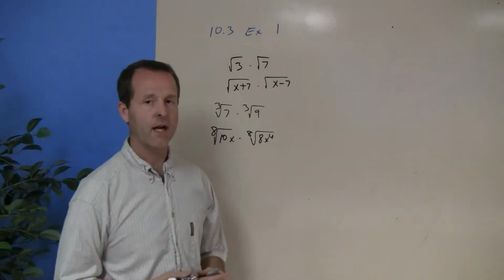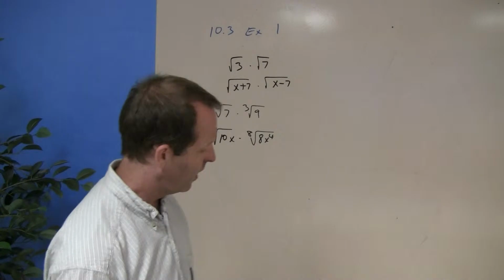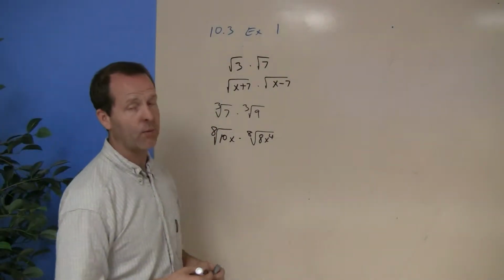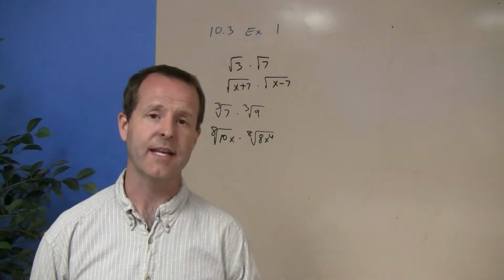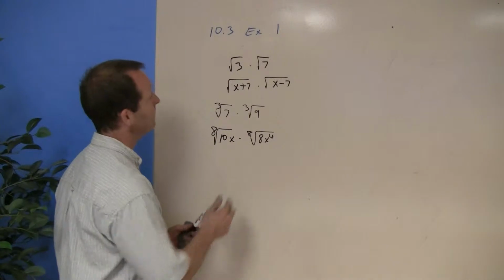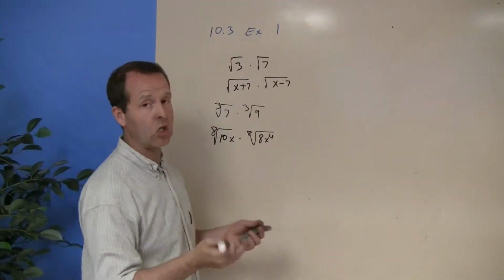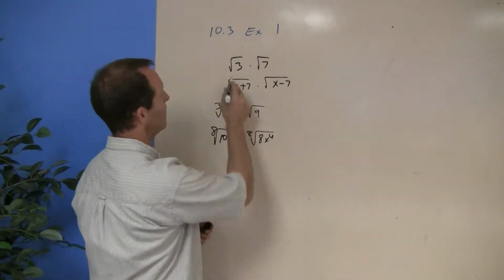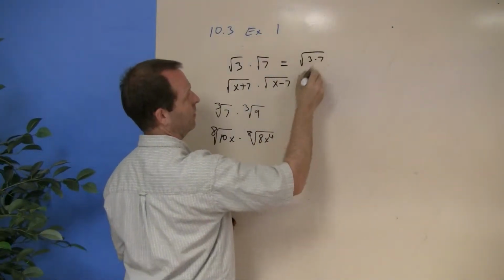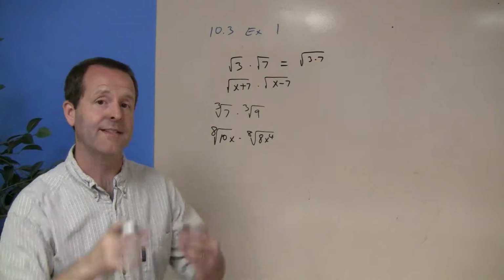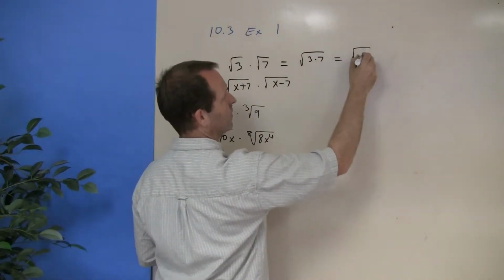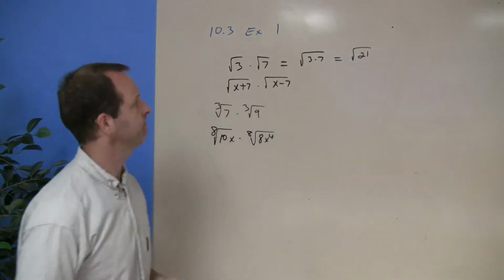Here we are learning how to multiply and simplify radical expressions. The thing to keep in mind when we multiply radical expressions is we want to watch the index. Is the index the same or not? If it's the same, we can put them all under one radical. So this is essentially the same thing as 3 times 7, all underneath the same indexed radical, equals the square root of 21.